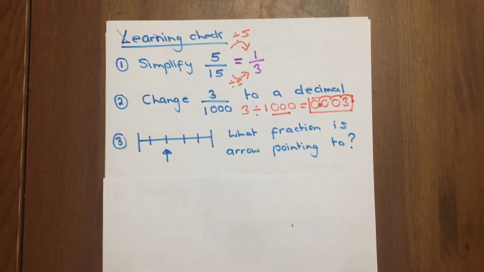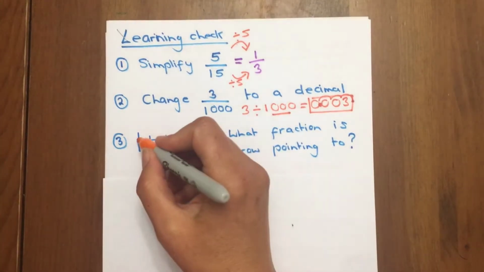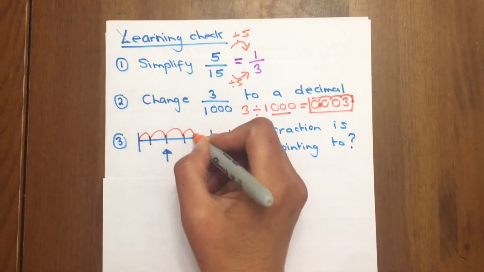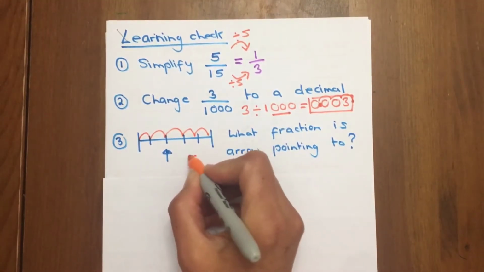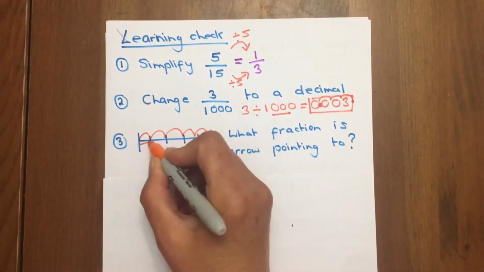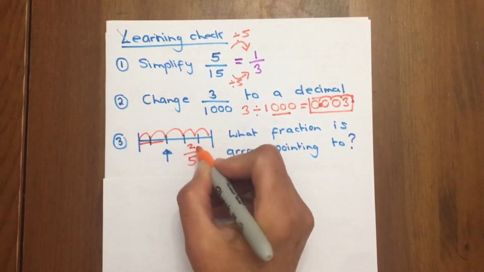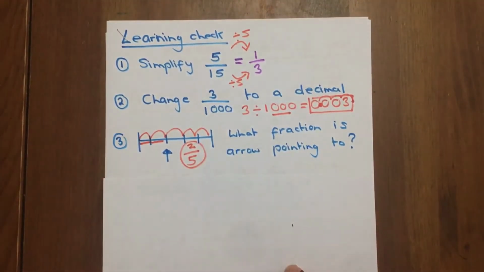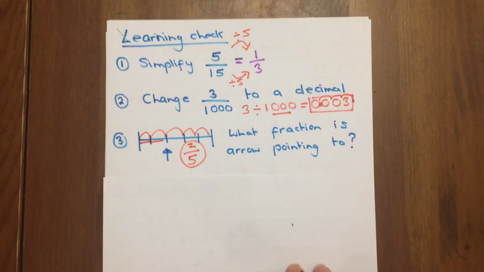What fraction is the arrow pointing to? You've got 1, 2, 3, 4, 5 sections, and it's pointing to 1, 2, the second section. Quite a few of you got that one wrong.